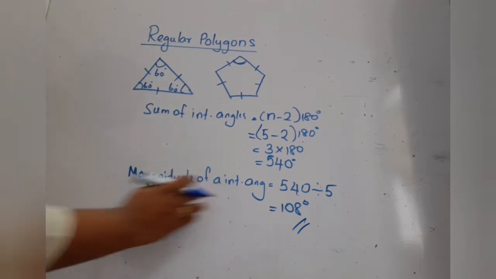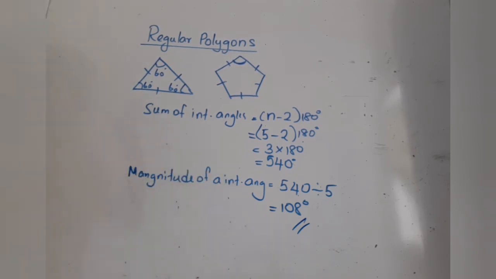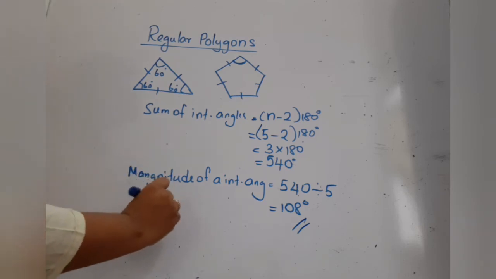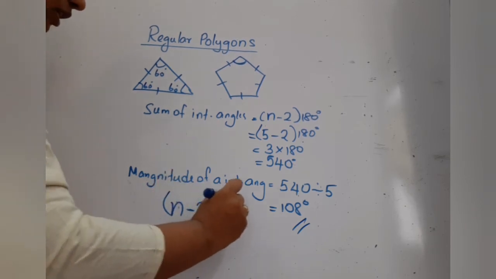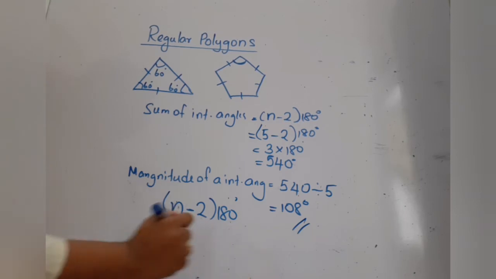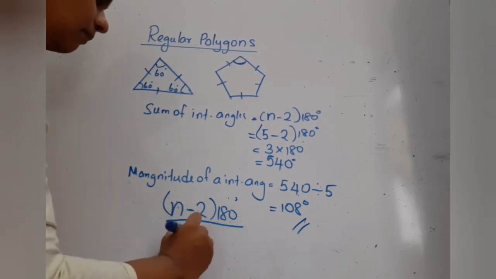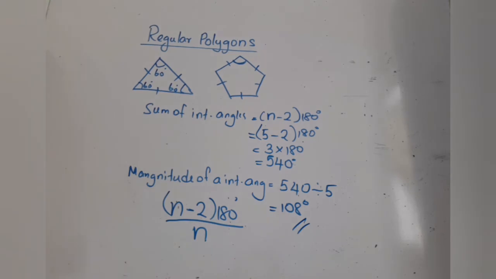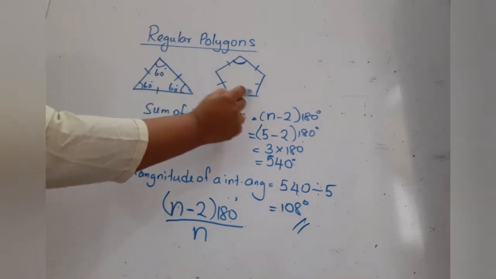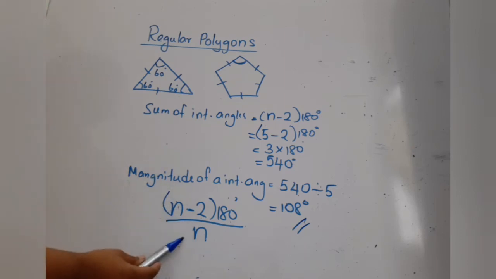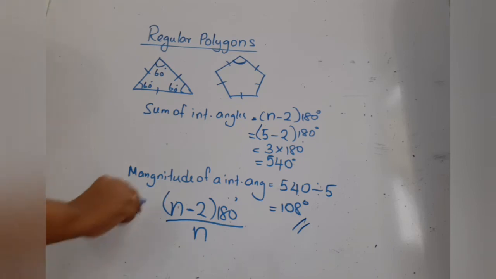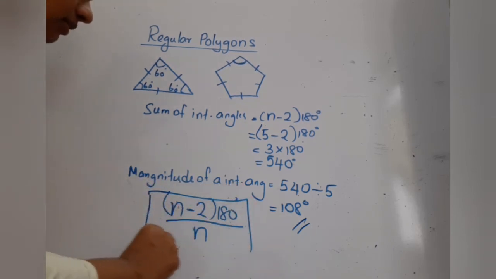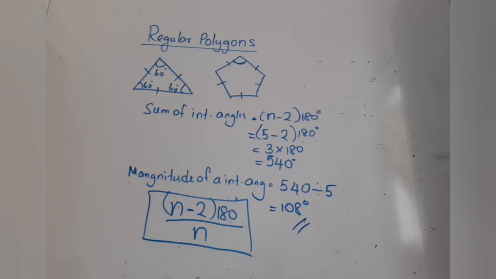Or else you can use a formula in order to find the magnitude of an interior angle as well, which is (n minus 2) into 180. This denotes the sum of the interior angles, which should be divided by the number of sides. Why? It has 5 equal interior angles. So if you divide by 5, you will get the magnitude of one interior angle. So this can be used to find the magnitude of an interior angle as well.